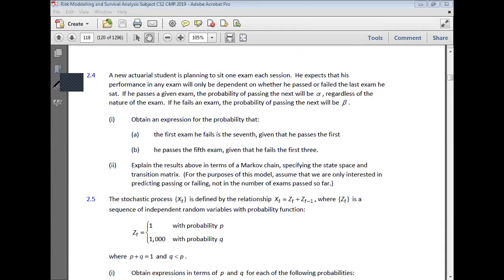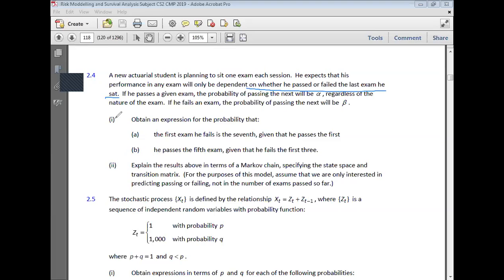Yes. So basically, a new student is planning to sit one exam each session. He expects that his performance in any exam will only be dependent on whether he passed or failed the last exam he sat. If he passes the given exam, the probability of passing the next will be alpha, regardless of the nature of the exam. If he fails an exam, the probability of passing the next will be beta. Yeah, that's it. Thank you very much, Sahil.